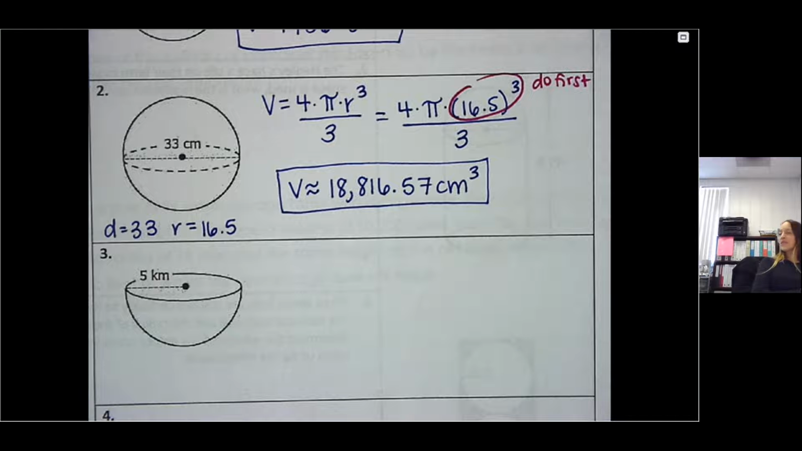All right, that was spheres. Pretty easy peasy, don't you think? I think it's pretty self-explanatory. It's just plugging into a calculator, really the whole thing.